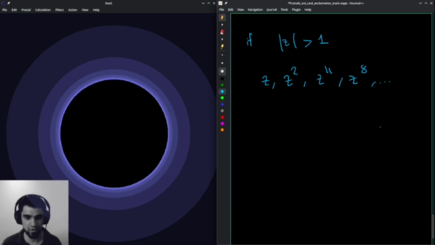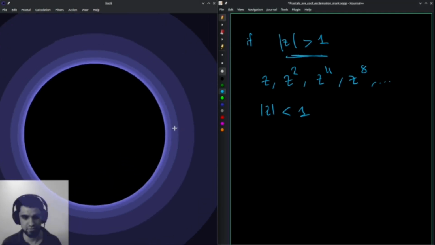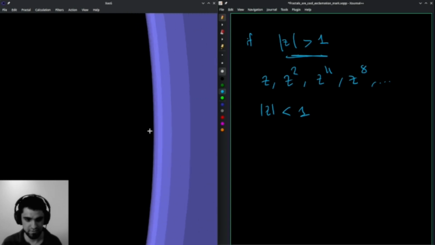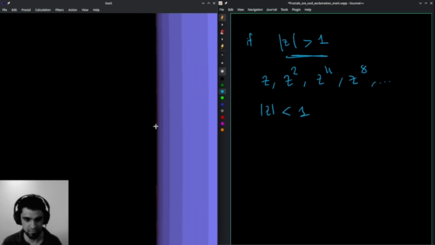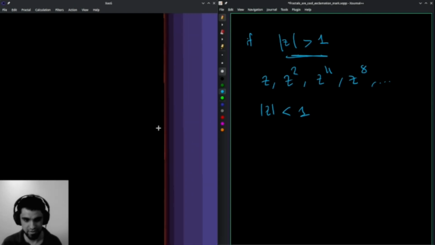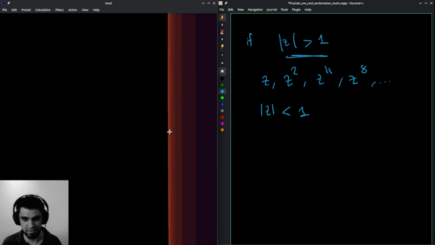And this is growing more and more and more, and eventually it will reach 2. But if z is less than 1, then when we take z squared, that's a smaller number. When you take z to the 4, that's even smaller. And so it's converging to 0. So everything inside of the circle is getting closer and closer to 0, whereas everything outside of the circle of radius 1 is going towards 2. And if we get closer, we see that there's more and more layers, because there are going to be numbers that take a long, long time before they actually escape the 2, right?